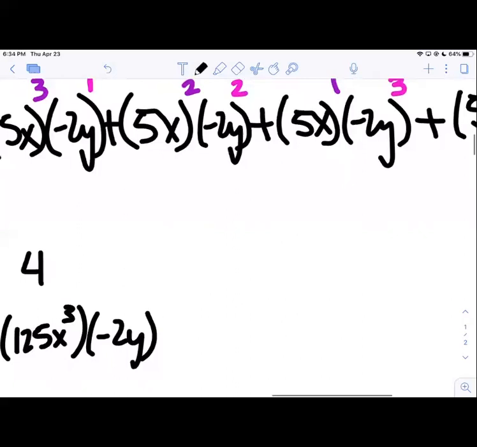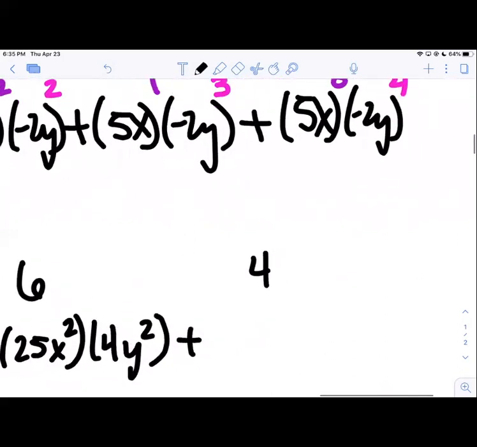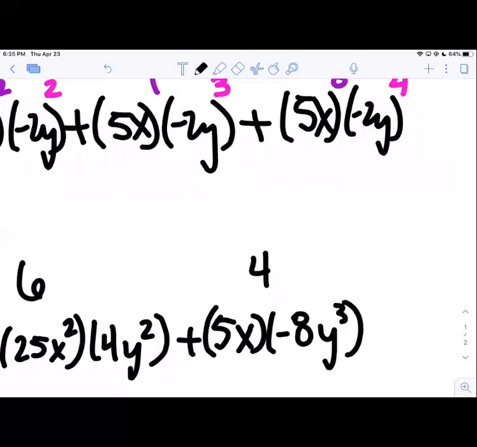Okay, keep rolling. This one has a coefficient of 6. 5x to the second is 25x squared. Negative 2y to the second. Negative 2 squared is going to be a positive 4. Y squared is y squared. We hanging in so far? Okay, 2 more terms. Now this one has a coefficient of 4. 5x to the first is just 5x. Okay, that's easy. Negative 2y to the third. Negative 2 to the third is going to be negative 8. And then y to the third is y to the third.